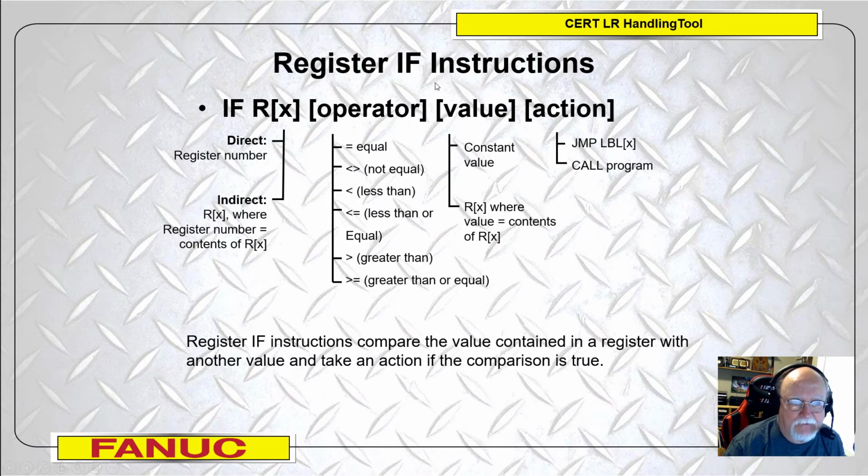So that slide, at first you look at it, it's a little bit confusing, but it does really break it down for you and help you understand how this line of code works, the if instruction. So if something happens, if something lines up and all becomes true, then this will happen. We're either going to jump to a label within that program, or we're going to call another program.